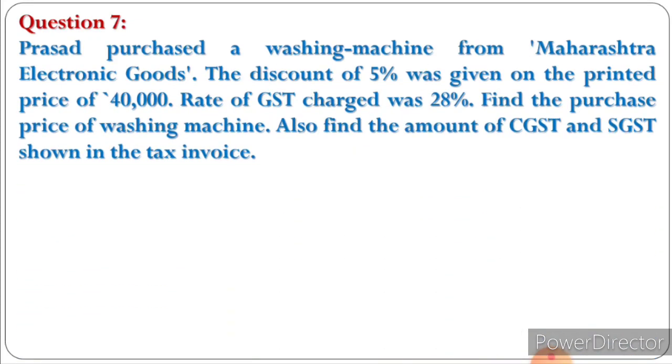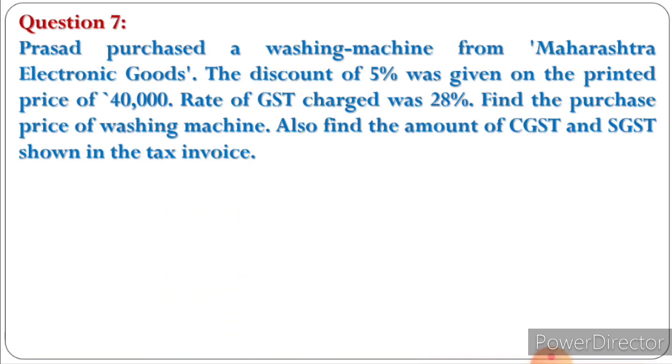Now coming to the last question of the practice set, that is question number 7. The question is, Prasad purchased a washing machine from Maharashtra Electronic Goods. A discount of 5% was given on the printed price of 40,000 rupees. The rate of GST charged was 28%. You have to find out the purchase price of the washing machine for the customer and the amount of CGST and SGST shown in the tax invoice.